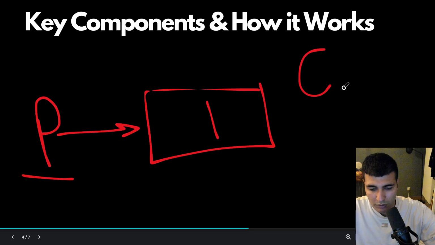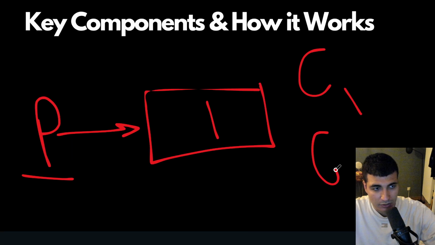Here, let's say that we have two consumers, C1 and C2. The consumers, which are separate applications or worker services, will pull or receive messages from the queue when they're ready.